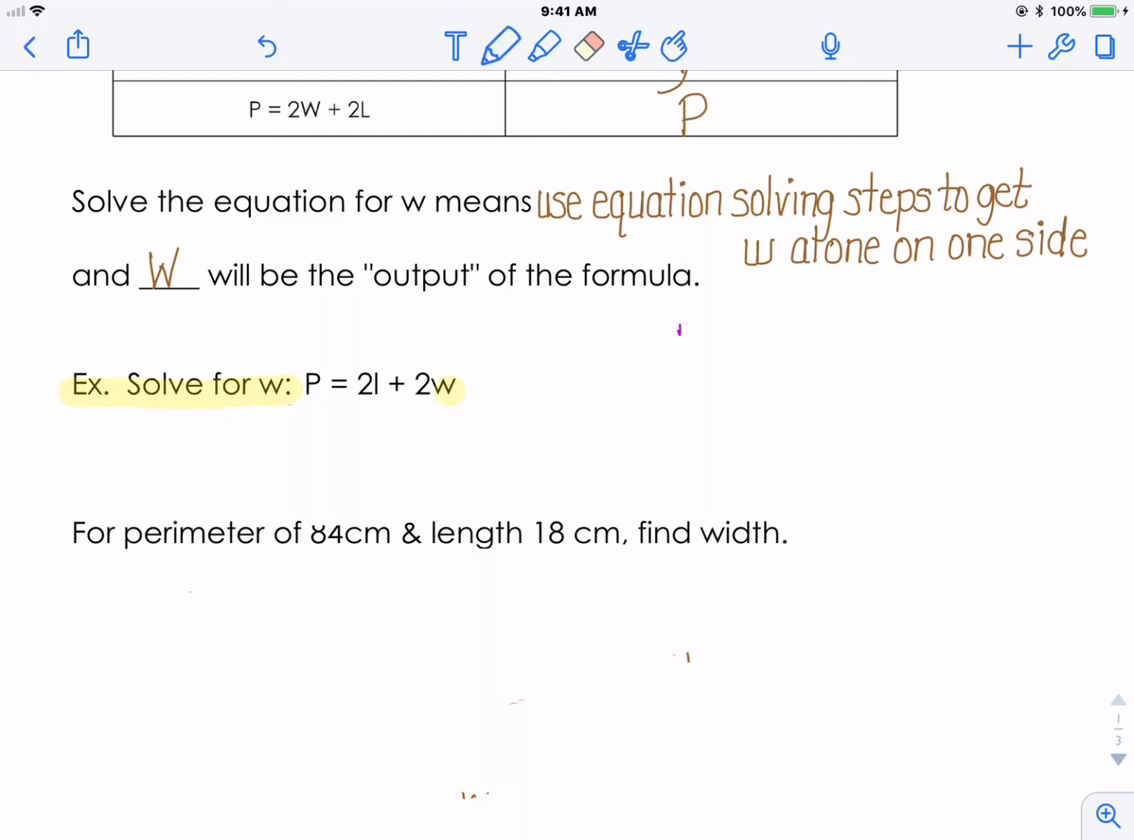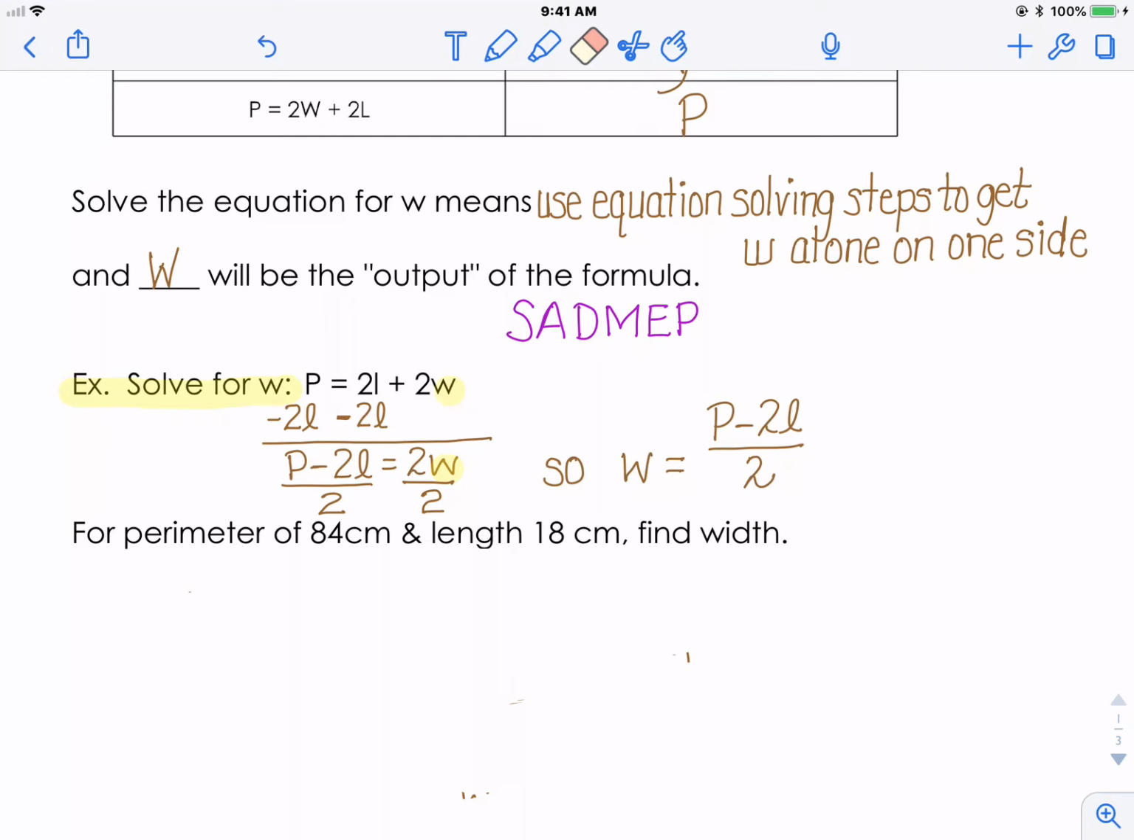So as I look in the formula that's already printed, I can see where W is, and I need to use that equation solving idea of doing things to both sides to first undo any addition or subtraction that's being done around that 2W term. Then I'll undo any multiplying or dividing that's happening to W to get it alone. So our goal is to have a W equals equation by the time we're done. According to SADMEPs, the first thing I would do is subtract that 2L on both sides because that's the current thing that's keeping 2W from being alone. When I do that, I'm going to get perimeter minus 2L equals 2W.